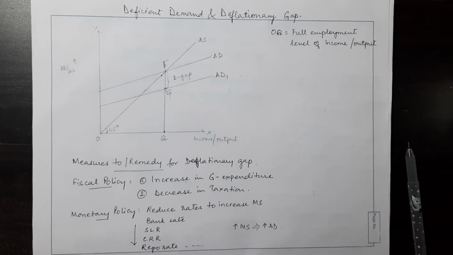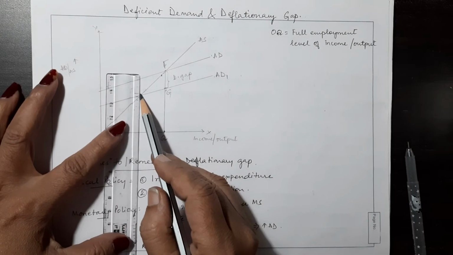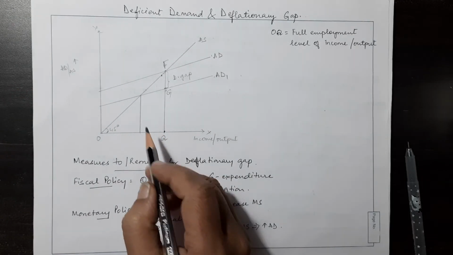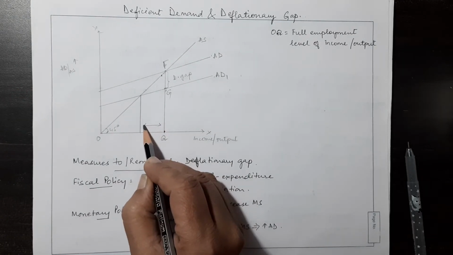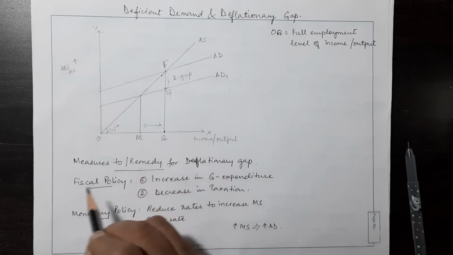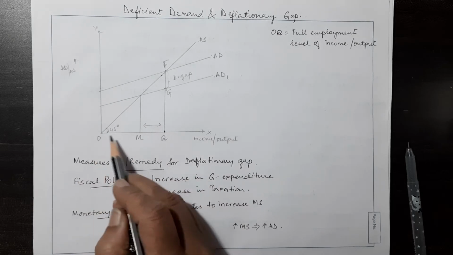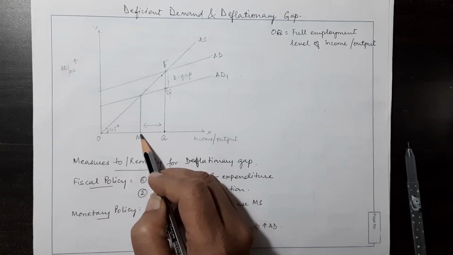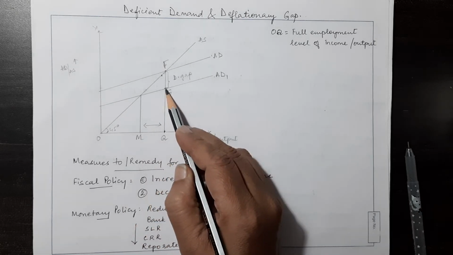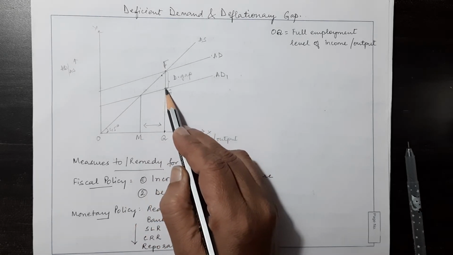All right. Now a new equilibrium is established at this point, and then the income falls to, let us say, M. So now the income will be OM for the demand at G. Okay.